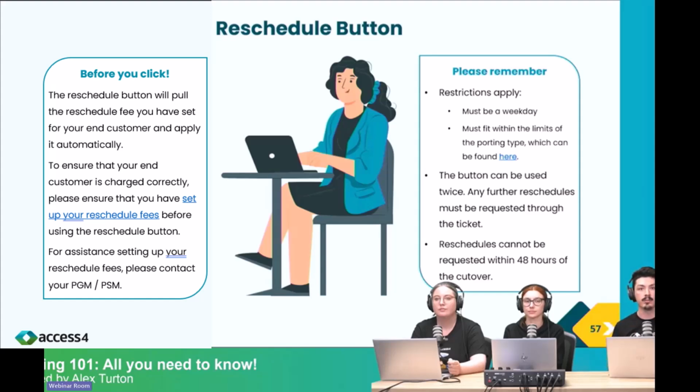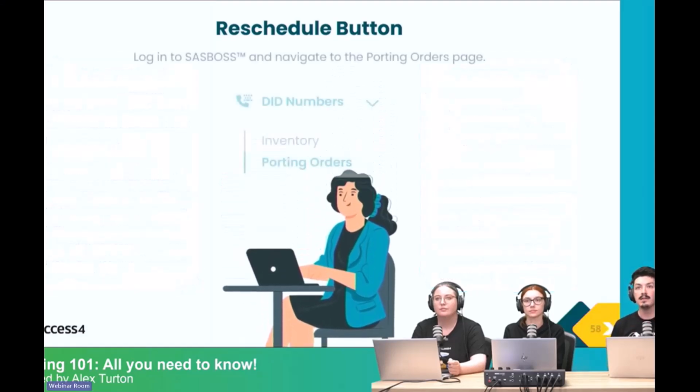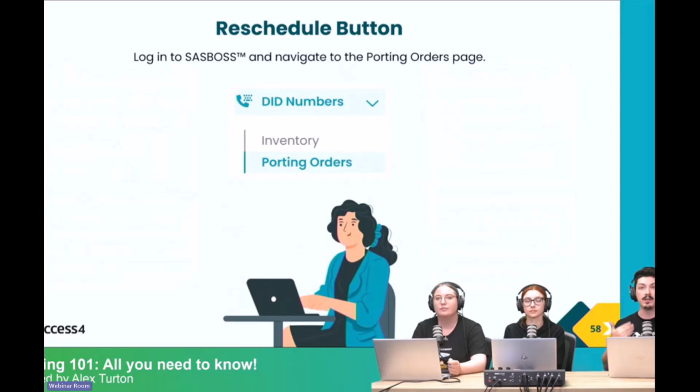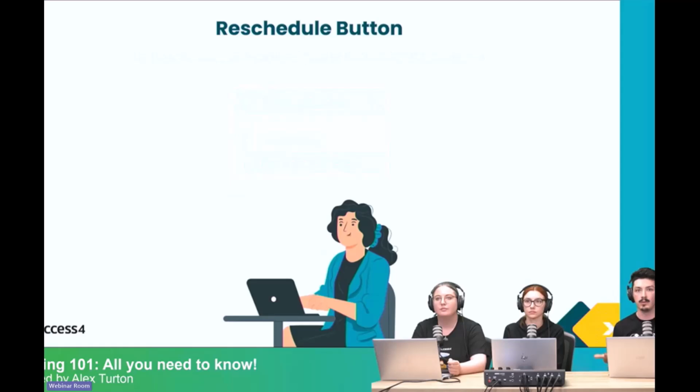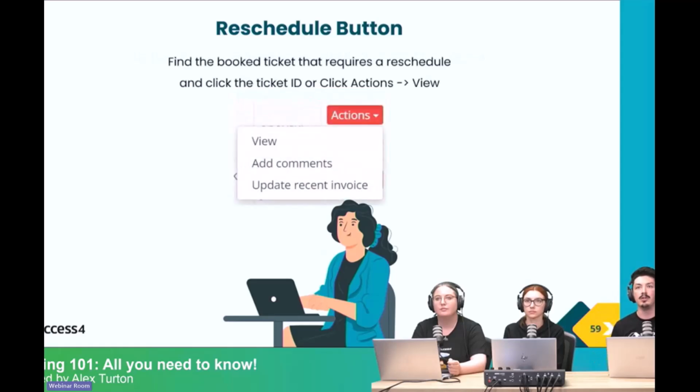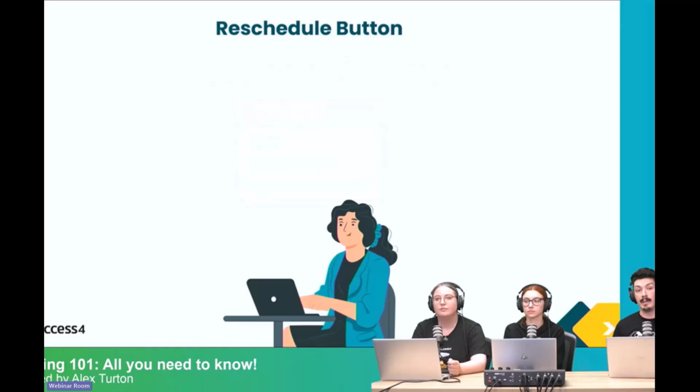And a bit more of a longer process. So if we go to the next bit where you find it. You log into SaaSboss and on the home page, you go to DID numbers, then porting orders, where you'd find all your porting orders currently active. You look at the one that is currently booked or the one that you want to move. You can either click on the numbers on the left side or click the actions button in the view. And this will basically open up that porting order for you.